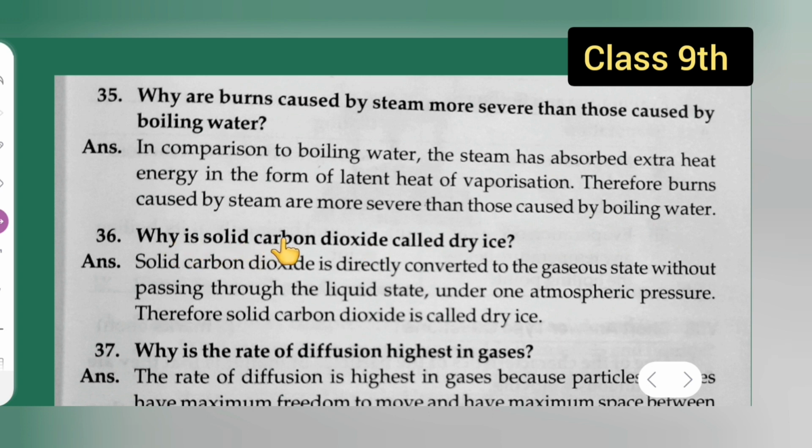Why is the solid carbon dioxide called dry ice? Solid carbon dioxide is directly converted into gaseous state without passing through the liquid state under 1 atmospheric pressure. Therefore, solid carbon dioxide is called dry ice.